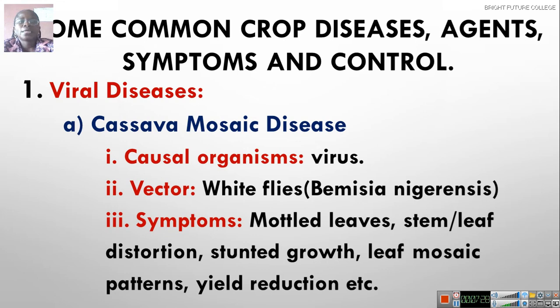We want to look at the common crop diseases: viral diseases, fungal diseases, bacterial diseases. I will choose 2 viral diseases, and we are going to discuss the following important points. We will look at the agents of that disease, the symptoms of that disease, and control measures of these diseases. I want to start with viral diseases.